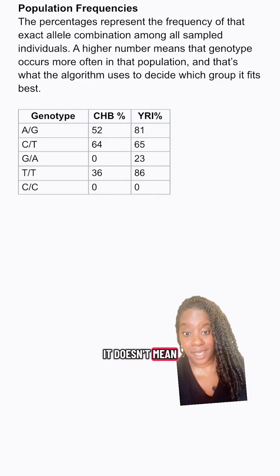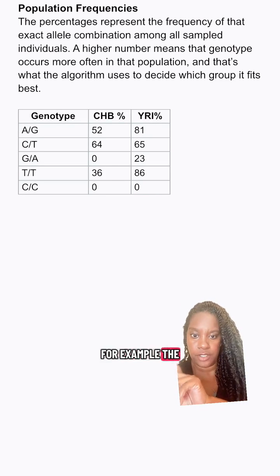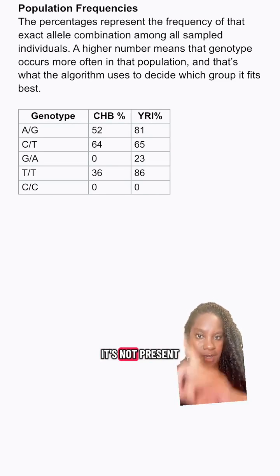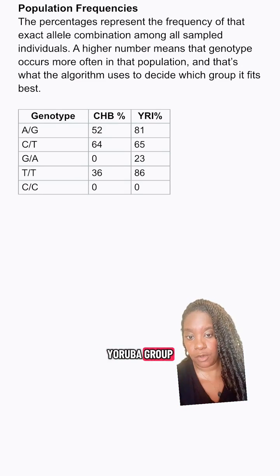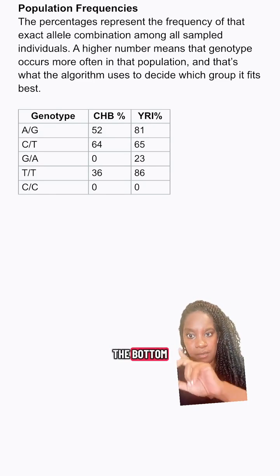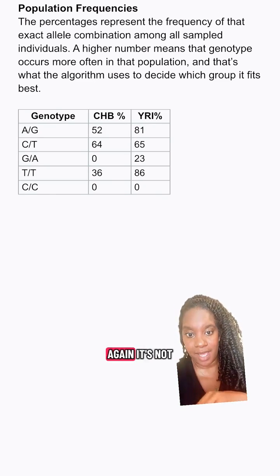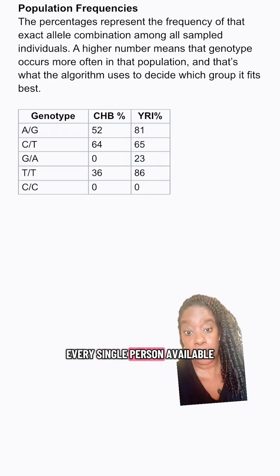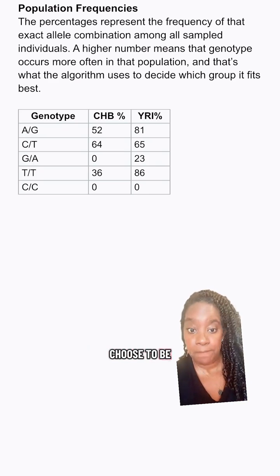So again, it doesn't mean that one group has it and one group doesn't have it, although that can be possible. For example, the genotype GA that I just made up here is not present at all in the Chinese group, and it is present in the Yoruba group, although it is rare. Only 23% of the population would have it, meaning that close to 80% of the people in that sample do not have that genotype. And then you can see at the bottom, CC, where nobody has that. Nobody in the people that they've sampled. Again, it's not like they're going out and testing every single person available. They are developing a panel based on people who choose to be in the study.